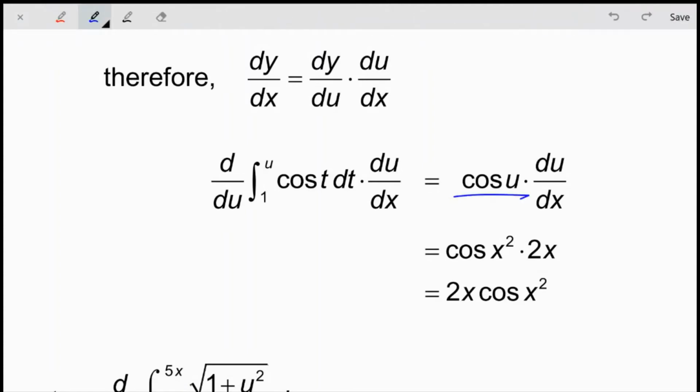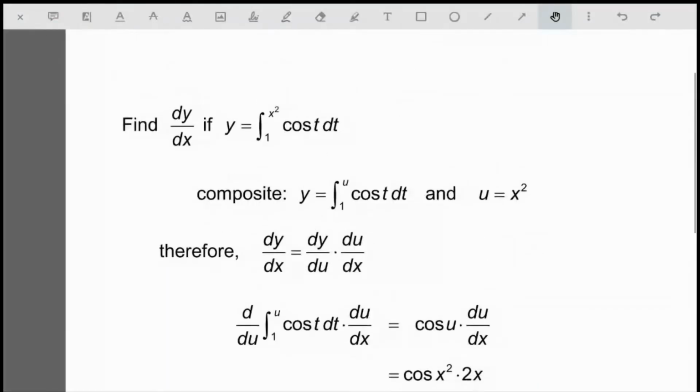du/dx, well, u was x squared, so du/dx is just 2x. So we have that piece. And so in the end, we just get 2x times the cosine of x squared. Okay, so the main idea there is there's chain rule involved, because if I actually did the antiderivative, then when I take the derivative, the chain rule would come into play.